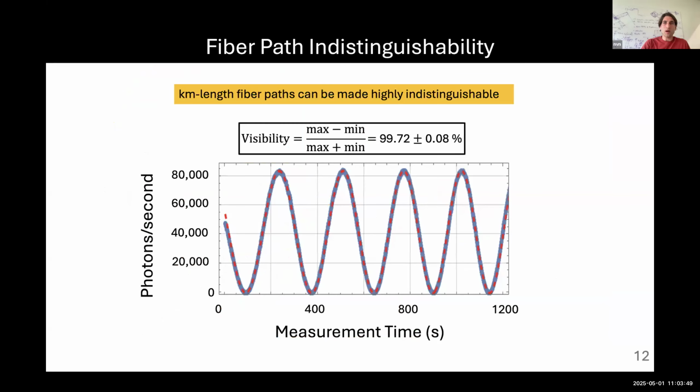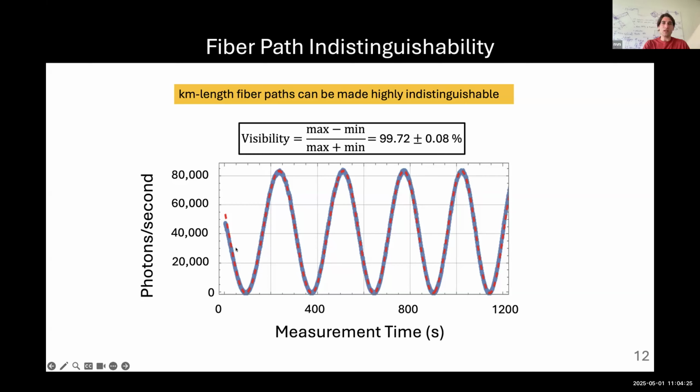Okay, so I'm going to move on here. What we're interested in is not only the phase noise and the isolation, but also how indistinguishable these two paths are in terms of polarization, dispersion, attenuation, things like this. What we've seen, and this requires stabilization to get a plot like this, is much higher than 99% visibility of these two paths as single photons traverse them.